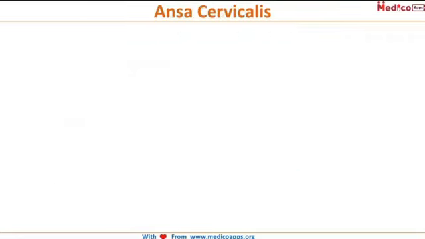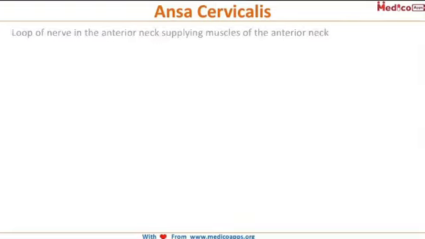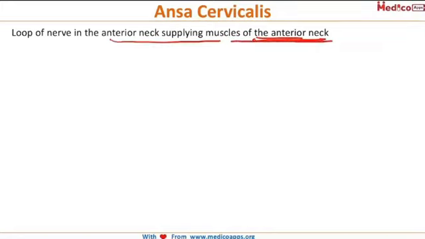So we learnt about the Ansa Cervicalis, right? Now let's learn more about it in detail. What is it? Basically, it is nothing but a nerve loop supplying the anterior muscles of the neck. So it is a loop of nerve in the anterior neck supplying muscles of the neck.